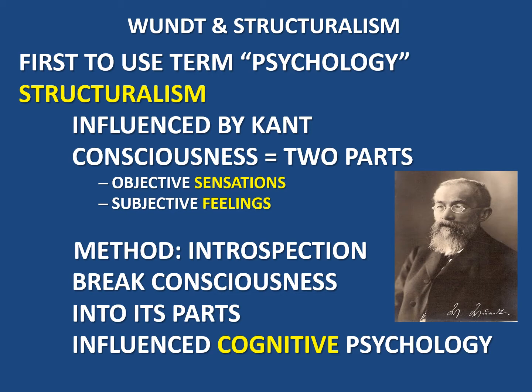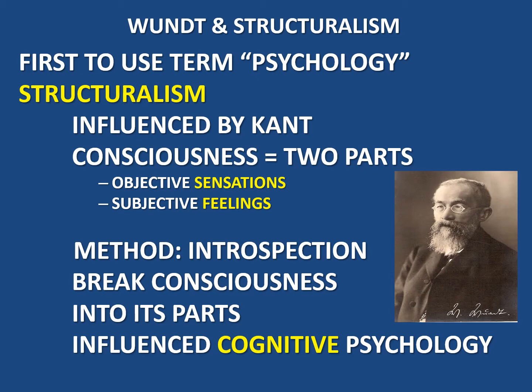So he separated consciousness into two different parts. The first was objective sensations, and the second was subjective feelings. Objective sensations means the things that we would all share from observation. For example, if you were eating an apple, you could notice that it had certain objective characteristics: the roundness of its shape, its color, the redness, how it tasted, how it smelled. These sensations would be universal across a lot of different individuals. So everyone would take in the same information.